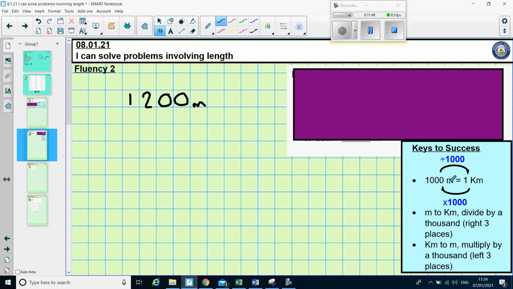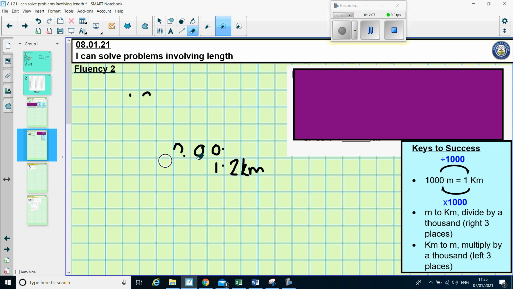So the question might ask you, what is 1,200 metres in kilometres? So I'm going from metres to kilometres, so I need to divide that by 1,000. So I take my 1,200 and I need to move it 3 places to the right. So I get the answer 1.2 kilometres. 1,200 metres is 1.2 kilometres.